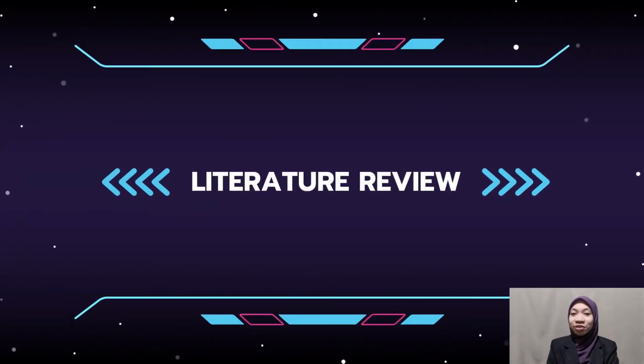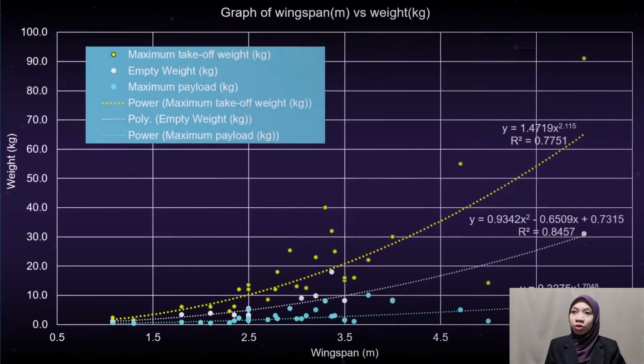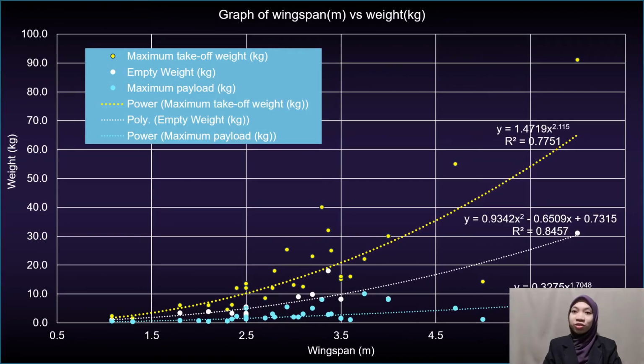For the literature review section, I have done a parametric study regarding the specification of UAVs from around the world, which involves 32 UAVs in the market. The first figure shows the graph of wingspan versus the weight of the UAV, which includes the maximum takeoff weight, empty weight, and payload of the UAV.